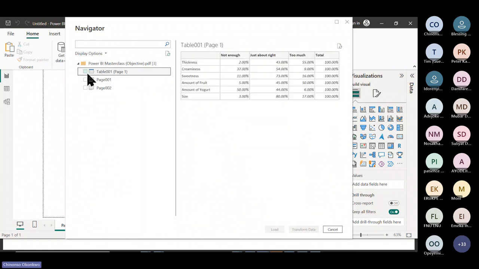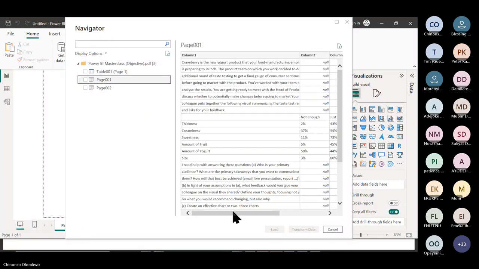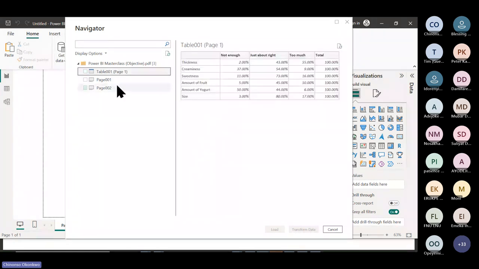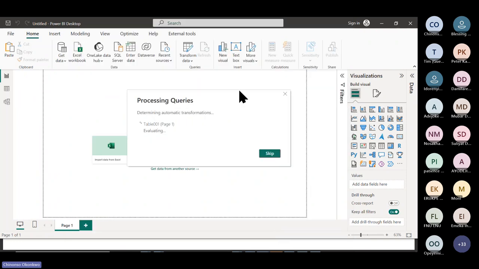So I'm going to select the table. One thing Power BI does in every PDF, as long as there's a table format, is automatically detect that, so you can see it as a table. This is the full data here, but this is not what I want. This is what I want. I can see the preview and I can just tick this and load that. There's not much transformation needed or even any. So I'm going to load that. We don't have that much time to cover this.